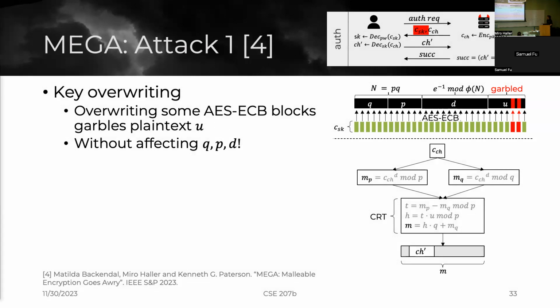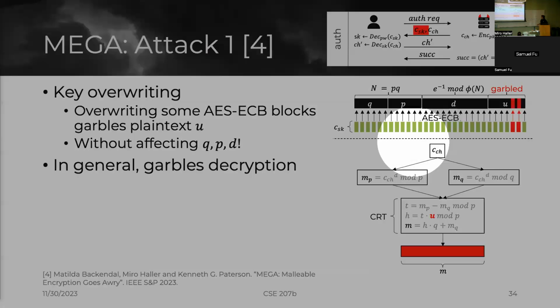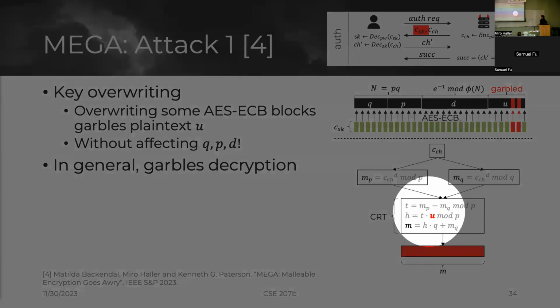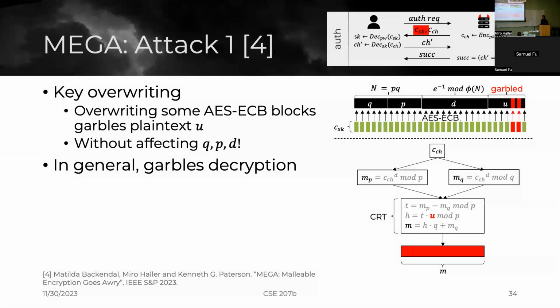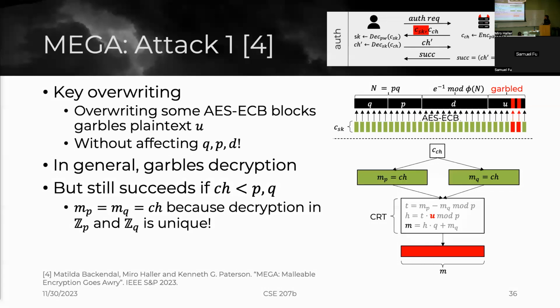Okay. So let's see what happens if we garble U. If we garble U, then here in the CRT, we have some random value that's multiplied to our result, which means we get a random result. Doesn't look very useful at first. But it turns out that if you pick a challenge that is smaller than P and Q, the decryption still succeeds. So we're going to look at how.